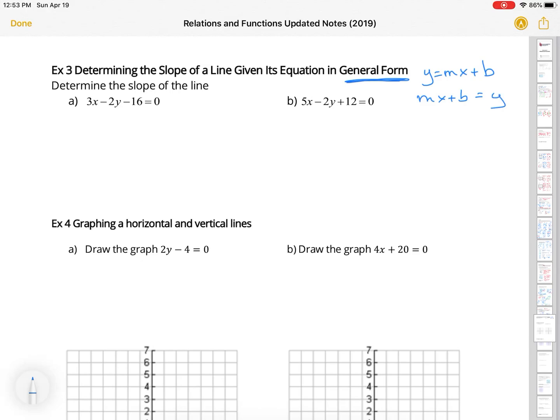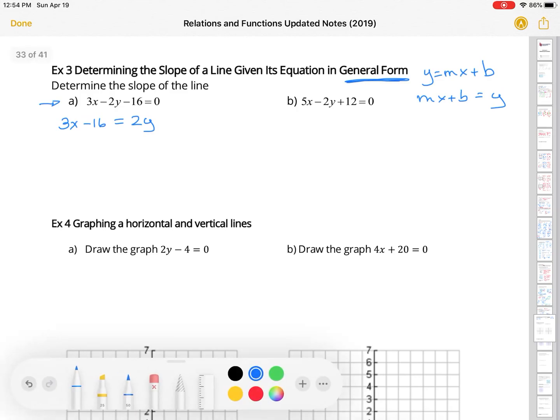So don't worry about which side the y is on as long as the y is by itself. So here we've got 3x minus 2y minus 16 equals 0. I have my 2y, I want to get the y by itself, so I'm going to move it over to the other side. So when I do that, I'll get 3x minus 16. When I move the y over to the other side, negative 2y becomes positive 2y.